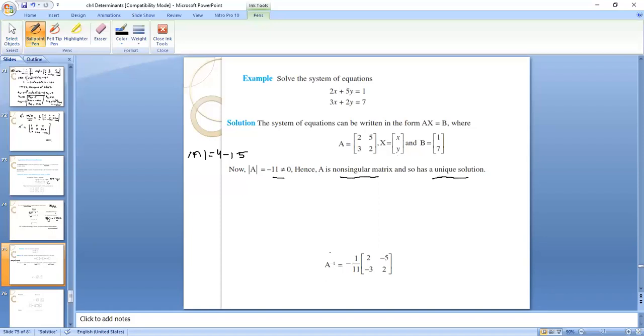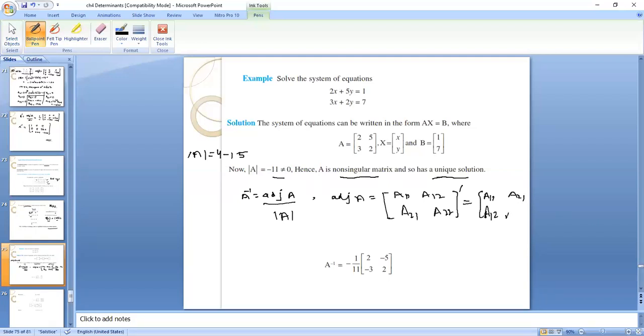Now we have to find A inverse. We know that A inverse is equal to adjoint A upon determinant of A. Adjoint A is what? Adjoint A is the transpose of all the cofactors. So it is A11, A12, A21, A22 and the transpose of that, which means A11, A21, A12, A22.